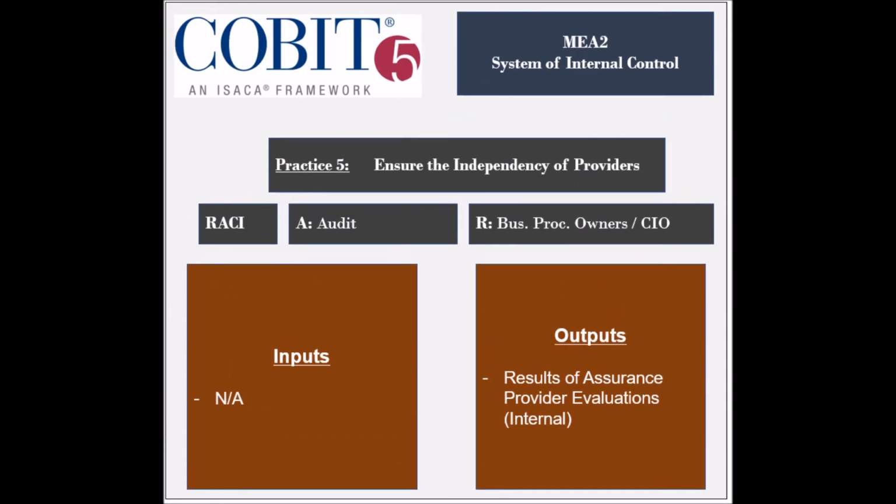The fifth practice is to ensure that assurance providers are independent. The entities responsible are the business process owners, and the Chief Information Officer. The entity held accountable is the audit function. The practice receives no inputs, but generates 1 output, which is the results of the assurance provider evaluations to be used internally.